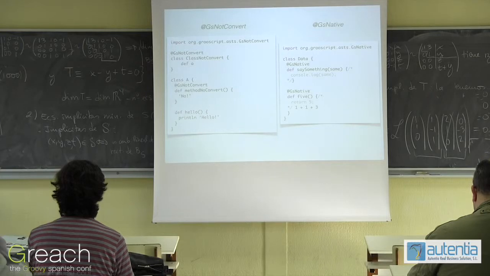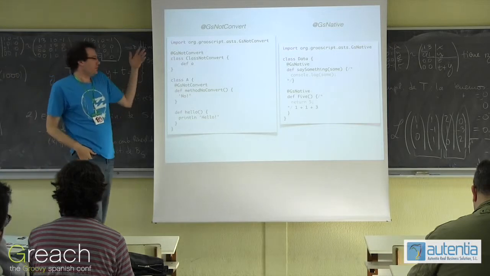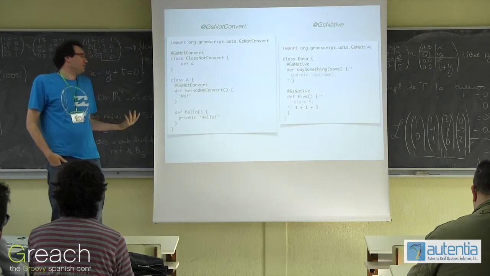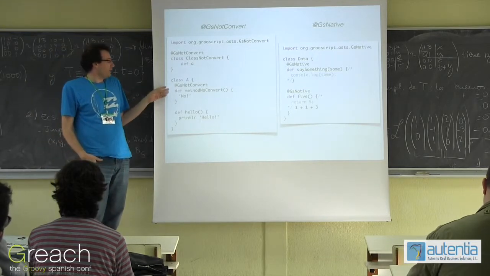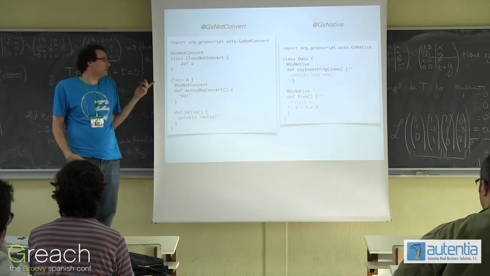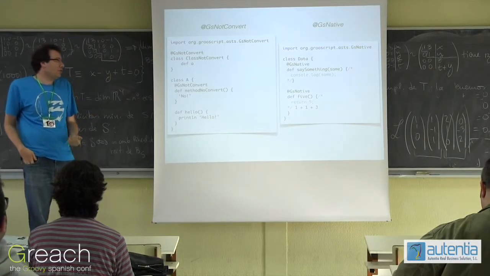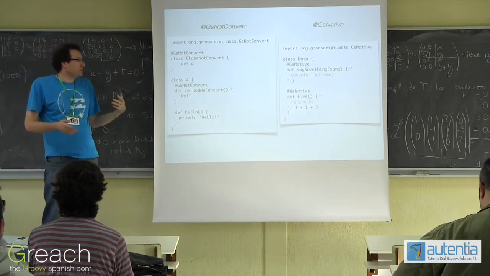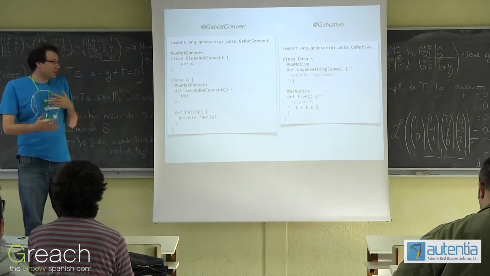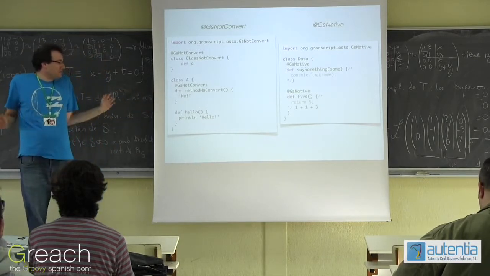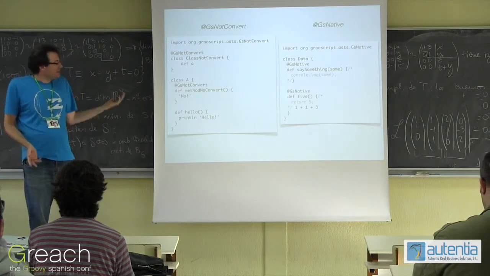In Grooscript, we have some features. For example, these two. If you have a class with some methods, maybe you don't want to convert something. Here, for example, I don't want to convert this method or also this class. This annotation will do nothing in your code, so you can insert it in your code and your code will work perfectly, just for the conversion.